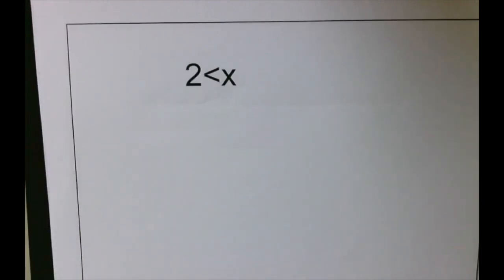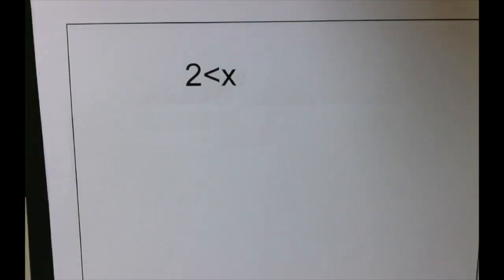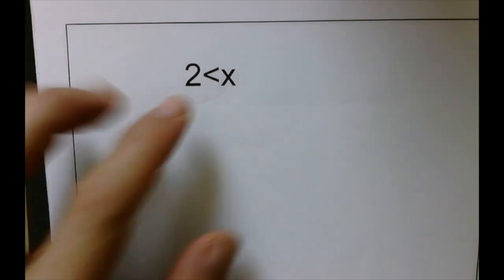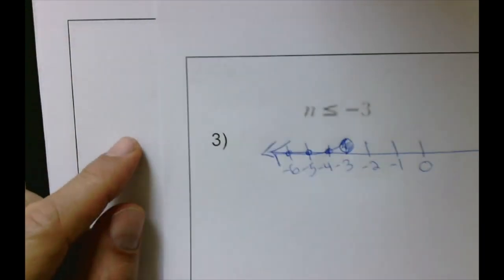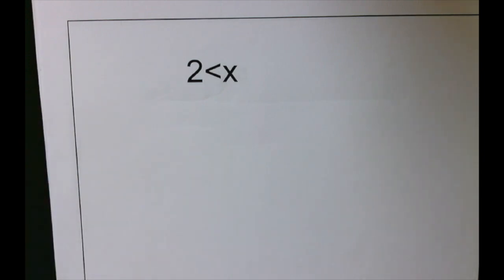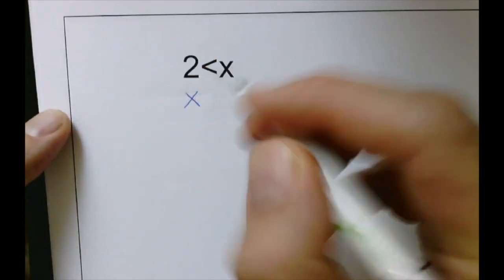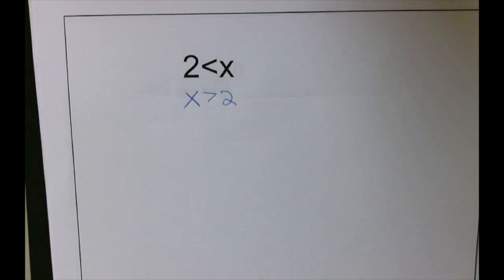For this next question, I have 2 is less than x. What's different about this question than this question? Well, if you said the variable is on the right side, then you're correct. See, on this question, the variable is on the left side. So we'll begin by switching our variable to the other side. So now I have x is greater than 2.